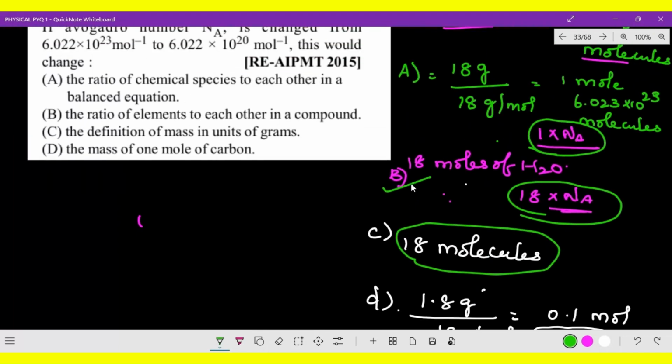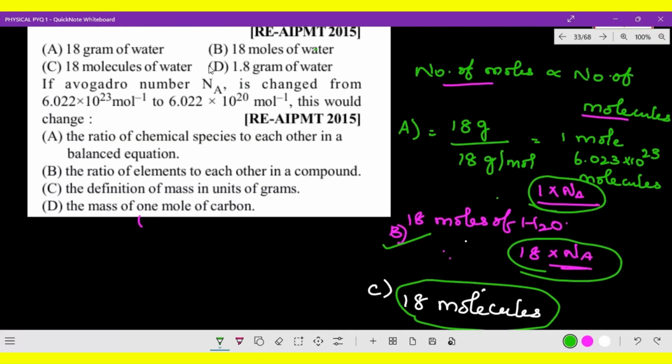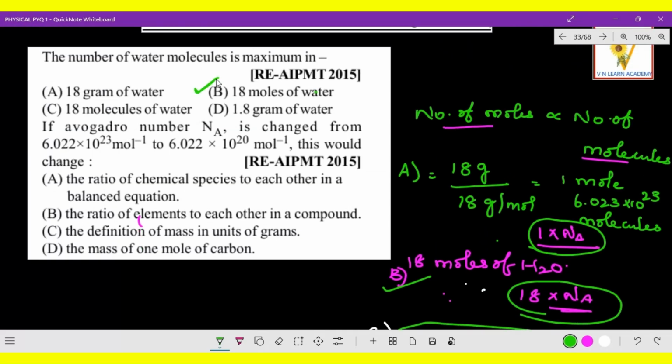So, which is the correct option? Option B. The credit goes to option B. The answer is option B. Hope you got the clarity on how we identify. Yes, come on.